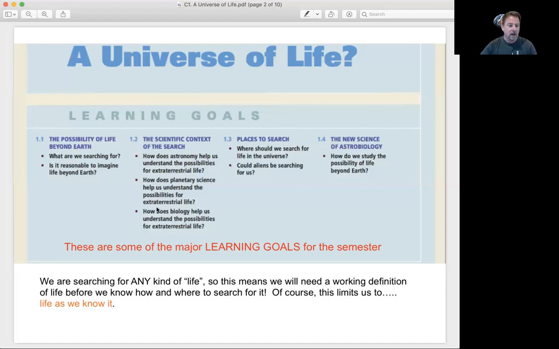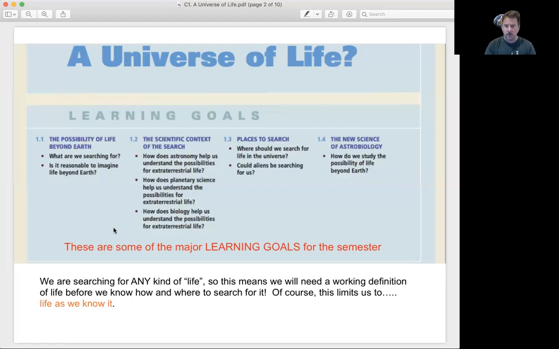All right. And then how does biology help us understand this? And it's obvious we have to study biology on the planet Earth. We have to understand the genetic sequence, amino acids, how lipids and proteins work. And so at this level, we'll have to talk about that as well.